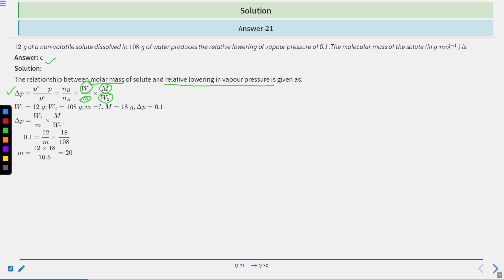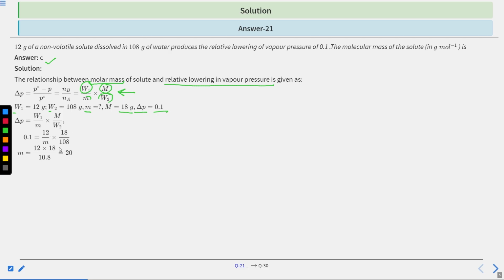We have our solute as 12 gram and the mass of solvent as 108 gram, and the molecular mass of the solute, which we have to find out, we don't know. The molecular mass of the solvent is 18 gram because the solvent is water, and del P is given as 0.1. So on putting all these given values in this equation, we have 0.1 equals 12 divided by M multiplied by 18 divided by 108.